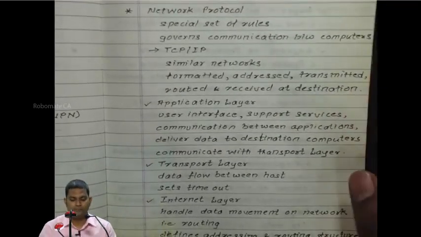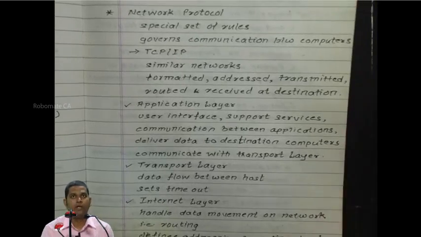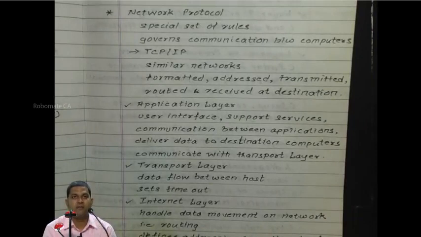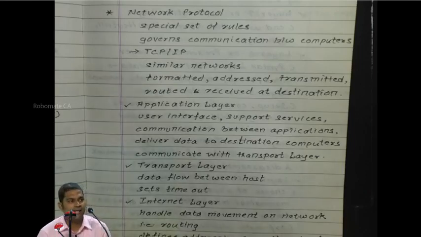We are now moving on and starting with a new topic called network protocols. It's also called communication protocol, transmission protocol. So what exactly does this protocol mean? Now, I would like to start this topic by giving you one example.